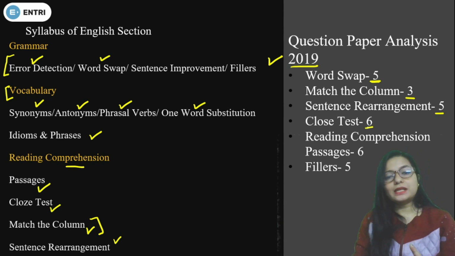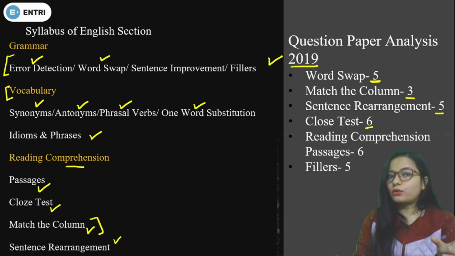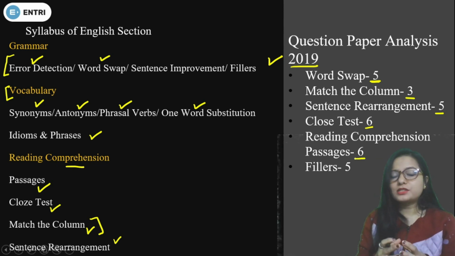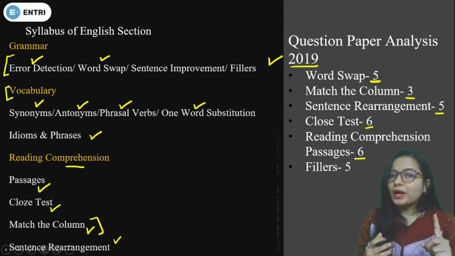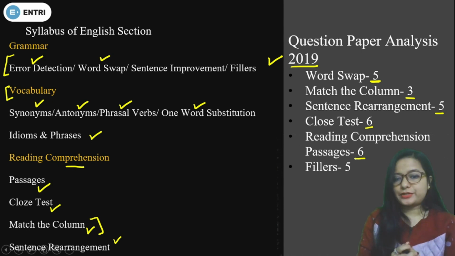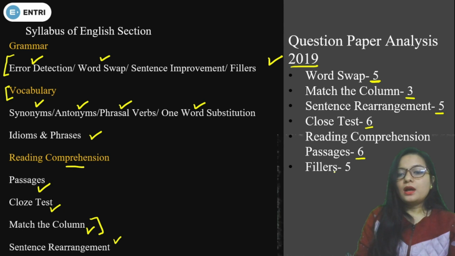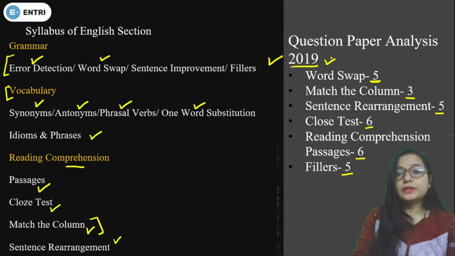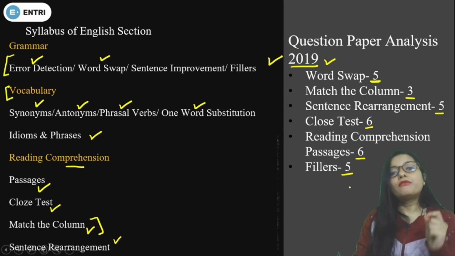And there was a cloze test where 6 blanks were given. Okay, there is only one cloze test, but in that particular cloze test there were 6 blanks. Next thing is the reading comprehension passage. Of course, there was only one passage, and on the basis of that one passage, you have to answer 6 questions. And the next and the last thing asked in that particular year, that is 2019, was fillers.